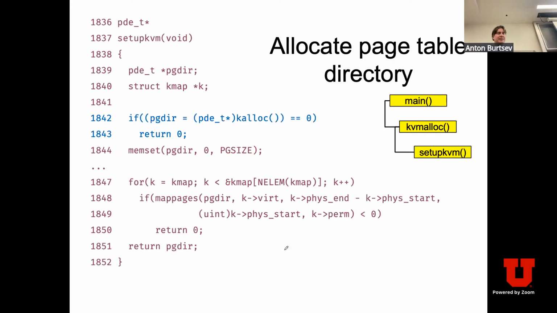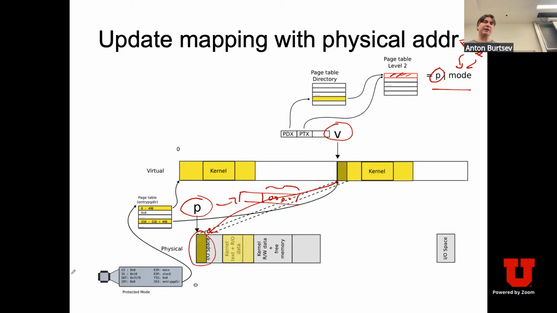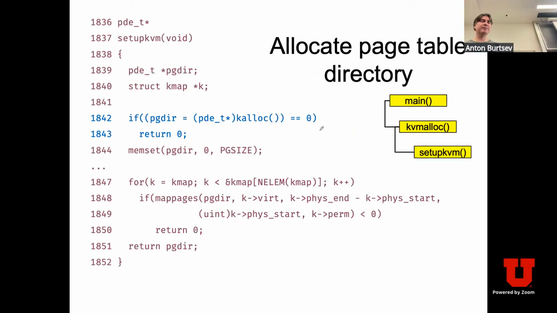What's inside this setup KVM function? That's exactly what we just discussed, right? We first allocate the memory for the page table directory, so for this first level here, because we don't have anything yet. If we want a new page table, we need to allocate memory for the new page table. Agree? Those lines do this.